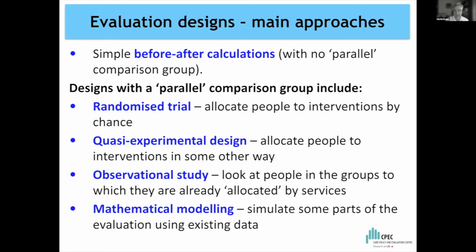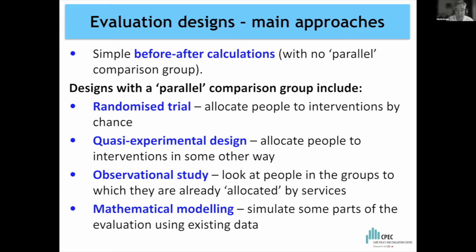So that's one. Then the other four on the slide here all have what I've called a parallel comparison group. So as well as looking at the people who are getting the intervention that you're evaluating, there are also some other people who are getting either a different intervention or getting nothing or getting standard care and support. And you can allocate people between the intervention group and the other group, the comparison group or control group, in a number of ways.